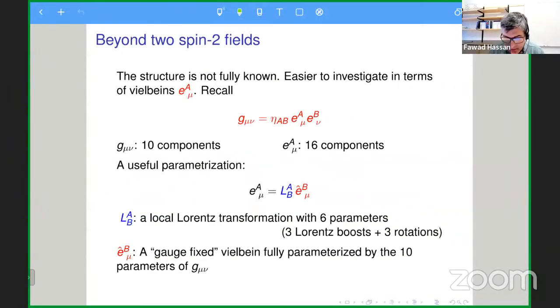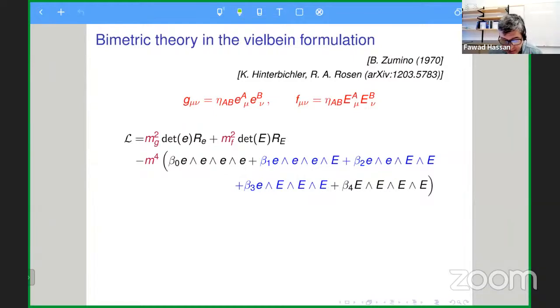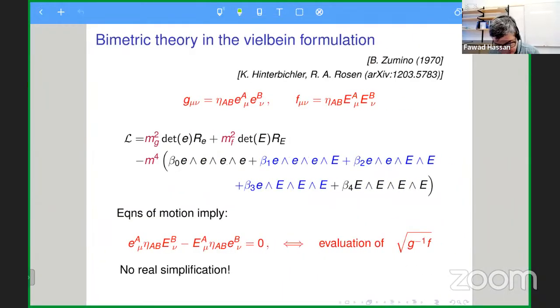Then I wanted to go to multiple spin 2 theories. And for that, of course, I don't have time. So I will just spend maybe 1 minute on that, which is that if you want to now go beyond 2 spin 2 fields, it turns out that you need to write down the theory in terms of Vielbeins. There is no metric formulation. And even in terms of Vielbeins, the theories that were proposed a few years ago turned out to generically have ghosts, even though at first look they seemed to be ghost-free, but they were actually ghosts.